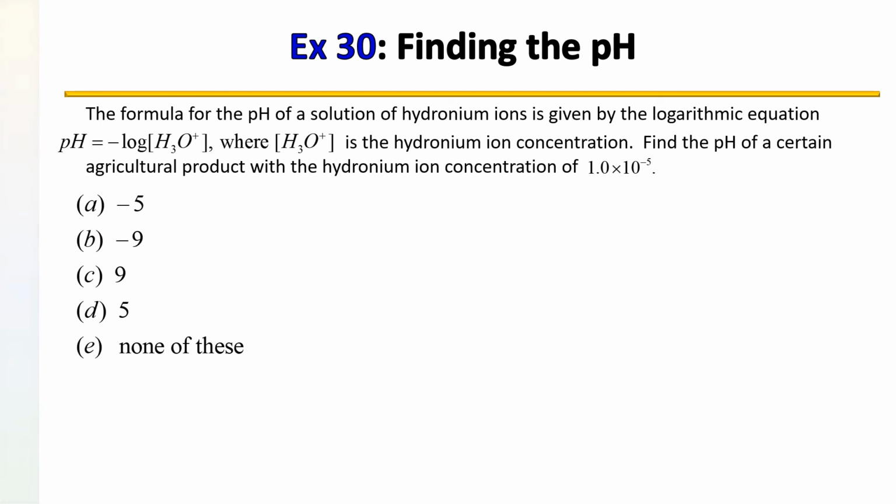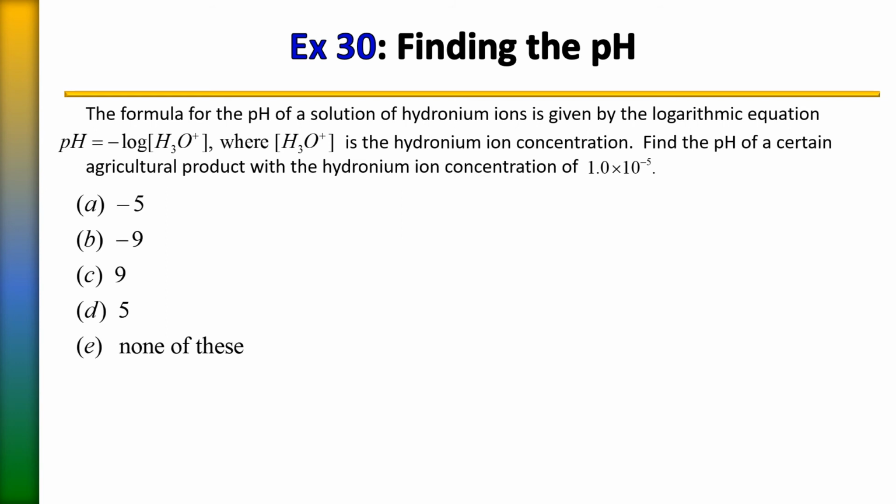In this example, we're going to be finding the pH. So the formula for the pH of a solution of hydrogen ions is given by the logarithmic equation. The pH is equal to the negative log of the solution's hydrogen ion concentration, where H3O plus is the hydronium ion concentration. So find the pH of a certain agricultural product with the hydronium ion concentration of 1.0 times 10 to the negative 5.